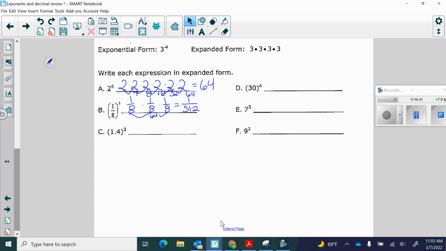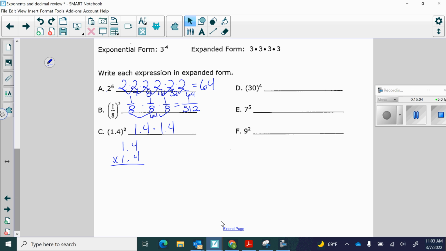1 4/10 with the exponent of 2. How would I rewrite that? 1 4/10. It's already squared. I need to write it in expanded form, which is 1 4/10 times 1 4/10. And then I'm going to write that out so I can solve it.